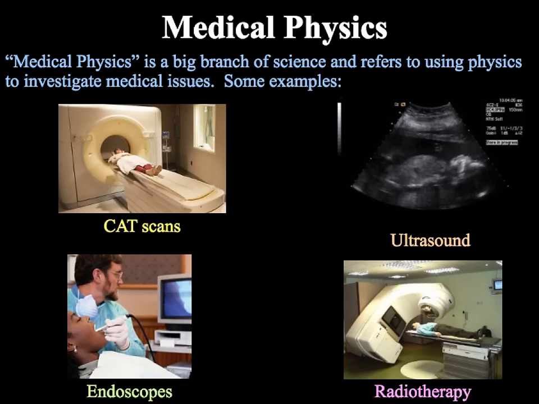For example, CAT scans, which use electrons in order to examine the brain. Ultrasound, which uses ultrasound frequencies in order to generate an image of the unborn fetus. Endoscopes, which use a small camera in order to examine inside the person's body, for example in the throat. And radiotherapy, which uses radiation and radioactive elements in order to treat cancers.